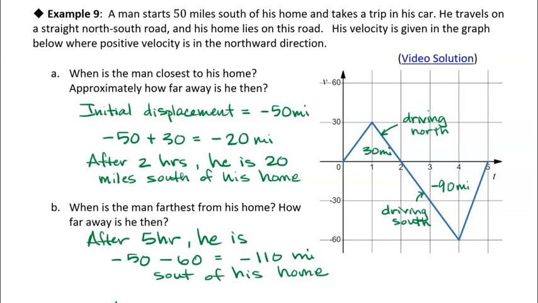Now, another question I could have asked is how far did he drive? Well, he drove 30 miles north and then 90 miles south, so he's driven a total of 120. I could even make a note of that. If you looked at the odometer on his car to see how far he drove during that time period, he actually drove 120 miles. This is the total distance that he drove. But his position at the end of these 5 hours is 110 miles south of his home.